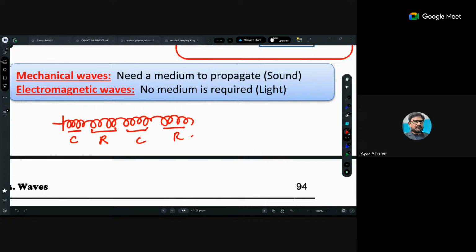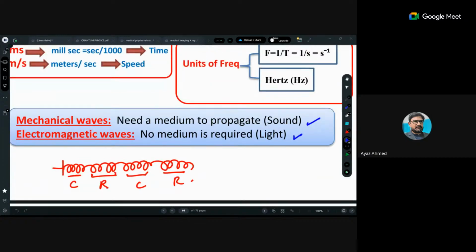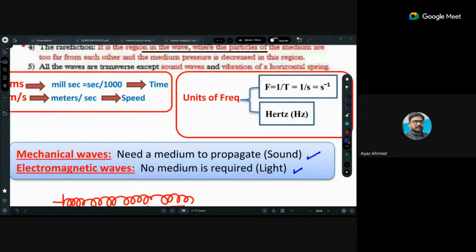So yes, the mechanical waves and electromagnetic waves have been classified further, that mechanical waves need a medium for the propagation, and electromagnetic waves do not need any medium. They can travel in the vacuum also. Okay, is it clear?